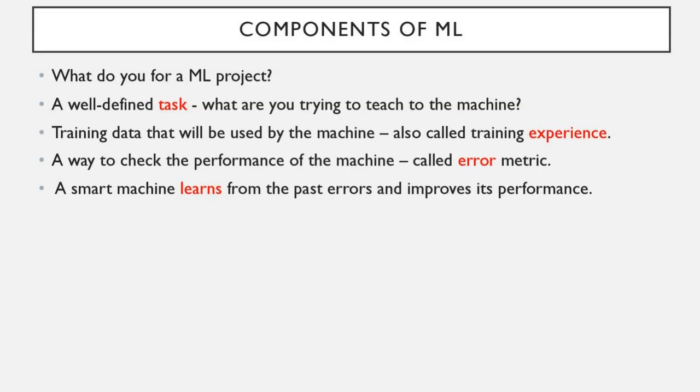Now, let's go a little bit more into the slides. For any machine learning data modeling project, you need to have three things clear. What are the three things? The first is the task. You have to give the machine a very clear task. The machine is going to ask you, what do you want me to do?